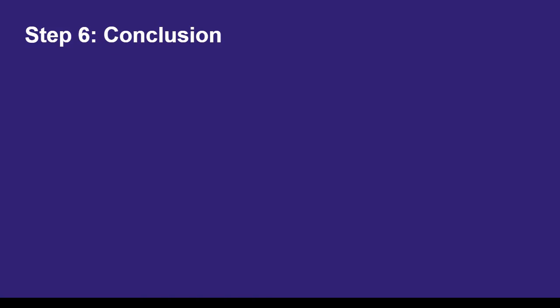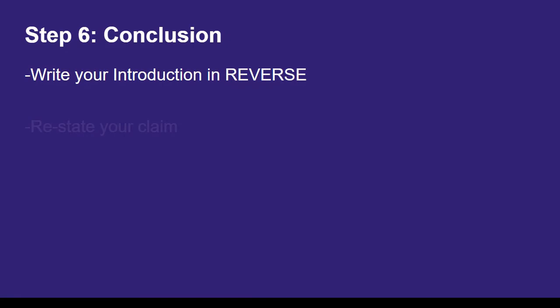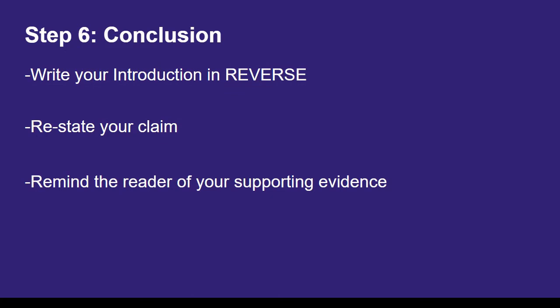Finally, we wrap up with our conclusion. Your conclusion is kind of simple if you wrote a good introduction. Just flip it around and write your introduction in reverse. You can restate your claim. That was the last sentence on your first paragraph. Now it can be the first sentence on your last paragraph. Then remind your reader of your supporting evidence. Again, briefly. You don't have to go in and give the full support again, but just remind them of the documents that you used.